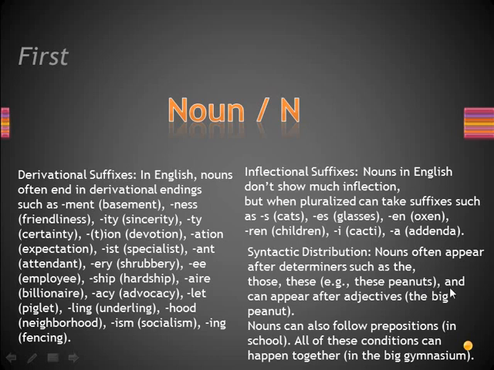And another syntactic distribution for nouns is that a noun can appear after adjectives. This is for English, of course, like big peanut.